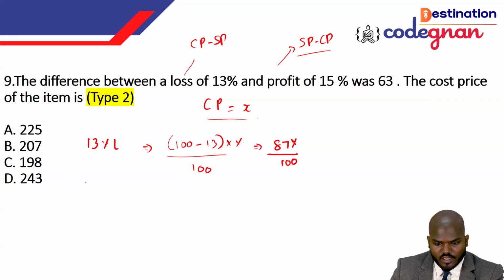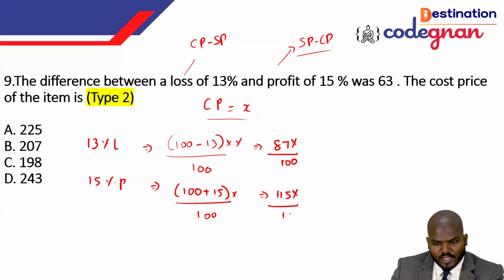I can say this here, and then again the 15 percentage profit. I can call it 100 plus 15, times x by 100. If you work it out, that will give you the value 115x by 100. This is the 15% profit and this is the 13% loss. If we do it like this, we can check it out. Why are you using the x here, sir?